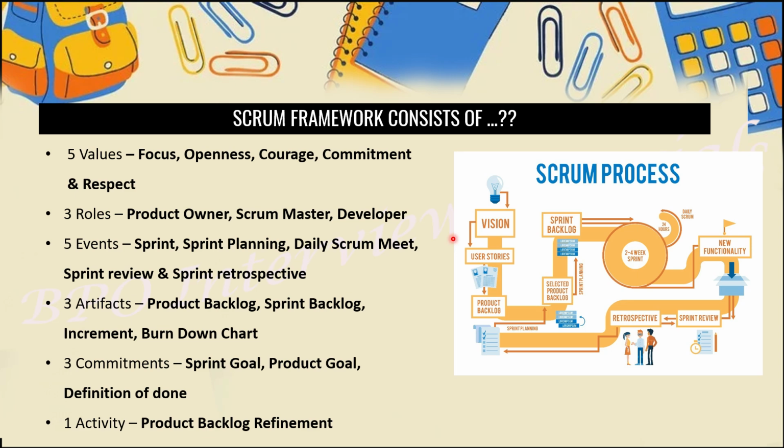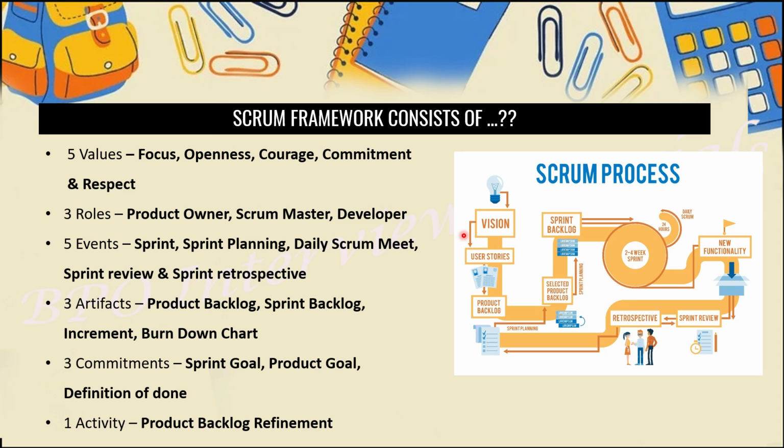Simple way. So first thing, we should make sure that we will meet our sprint goal on time. We should meet our product goal on time, and by everything there should be DOD, which is known as definition of done, which means we have completed everything on time. So these are the 3 commitments that a Scrum team needs to take care of.